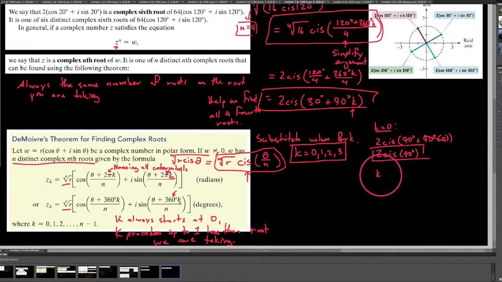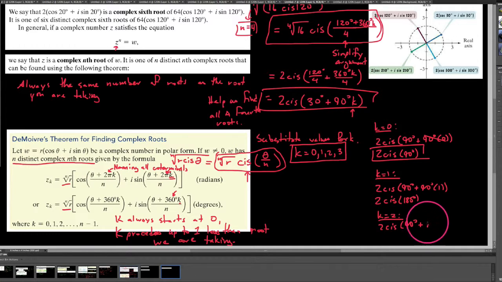Now what I want you to see is this. If we were to do k equals 1, and I usually separate it in my work like this, using little subsections, I would get 2 CIS 90 degrees plus 90 degrees times 1. And so we would really get 2 CIS 90 degrees plus 90 degrees, which is 180 degrees here. Then, what if we were to say k is 2? Then we get 2 CIS 90 degrees plus 90 degrees times 2. So really we're taking our original 90 degrees and adding on 90 degrees twice, so we get 270 degrees here.